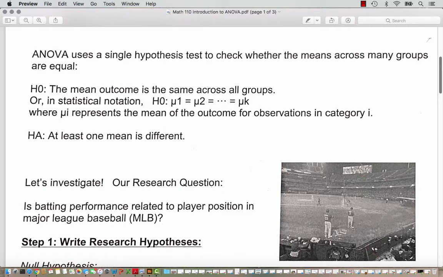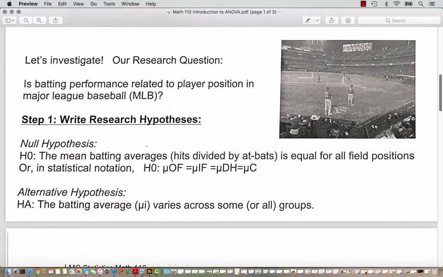So let's investigate. Our research question that I came up with is to investigate, is batting performance related to player position in Major League Baseball, or MLB for short? Over on the right-hand side, we've got a picture of my favorite baseball team, the Oakland A's, playing at the Coliseum. That's our local East Bay baseball team. This is from last year. There's no games right now this year.